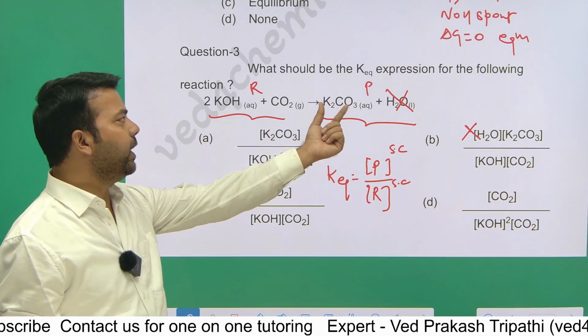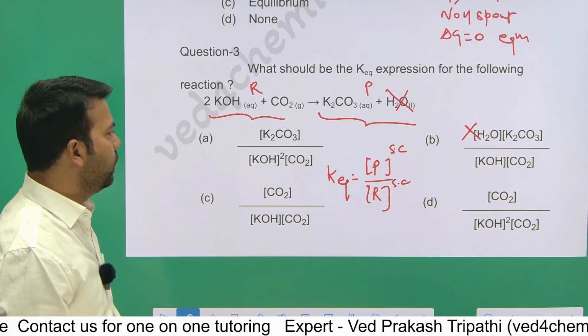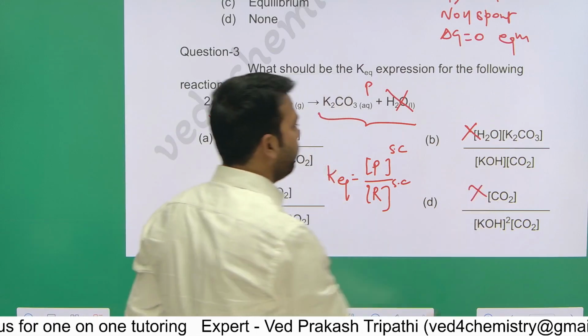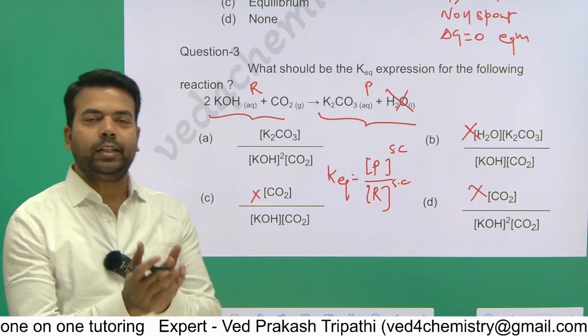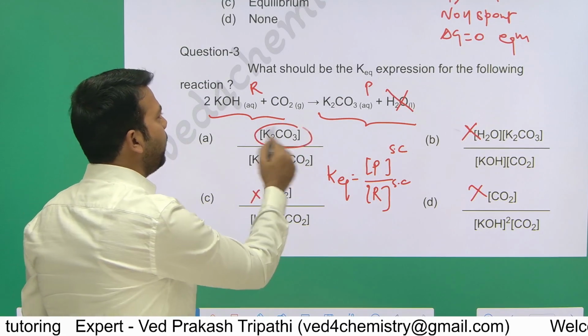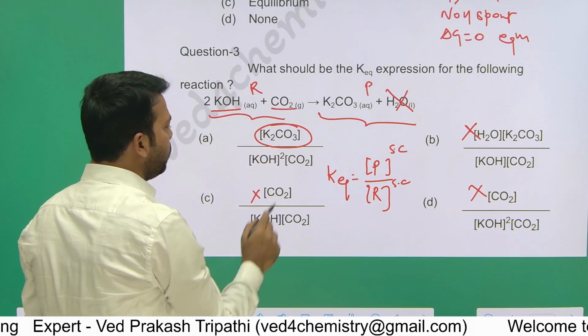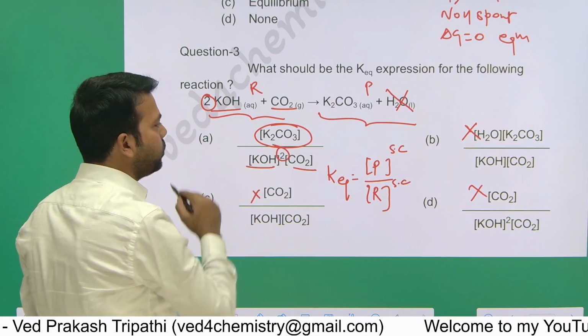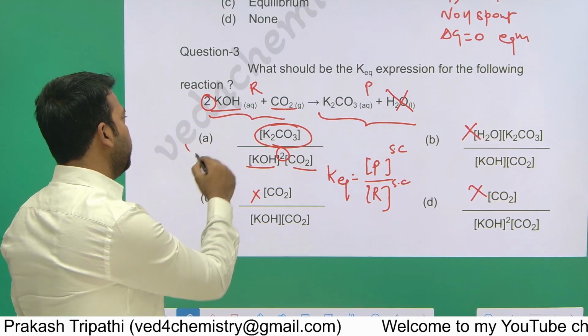Now, only K2CO3 divided by, this one has CO2 on top, wrong. I don't know why this is CO2, because first product, then we can put reactant in the bottom. So K2CO3 divided by KOH and CO2, and KOH has stoichiometry 2, so the power should be 2. So option number A is right.